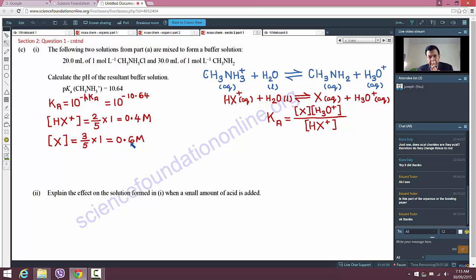Okay, so you didn't need to calculate 20 mils converted to liters times moles and then divide by 50. You could have simply taken the ratio of the volume of that acid solution itself to the total volume after mixing. That's what we've done. And the same with the base.